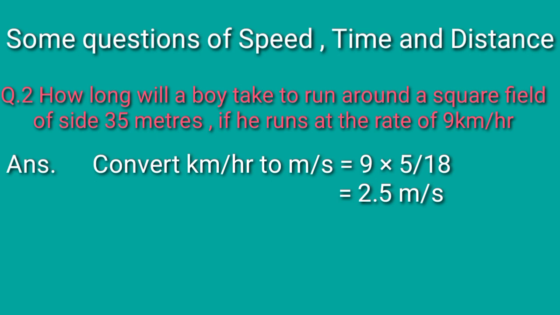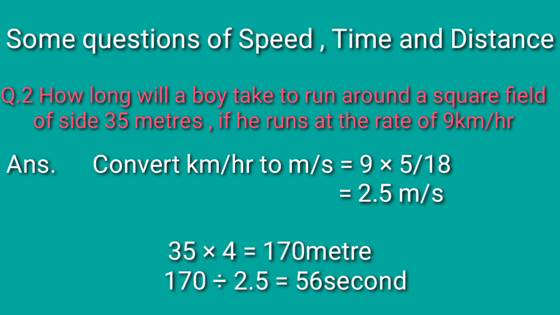Now we can see that for the square field, one side is given, which is 35 meters. A square field has 4 sides, so we will multiply 35 into 4, which is equal to 140 meters. Now we will do 170 divided by 2.5 meter per second, which will be equal to 56 seconds. So the answer of question number 2 will be 56 seconds. So now I hope that you are clear with the topic, speed, time and distance.